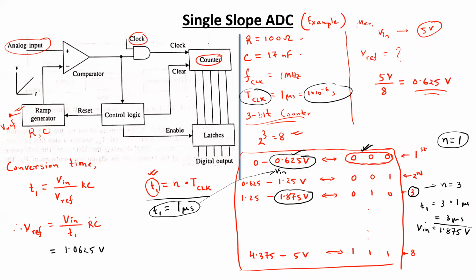So for the third quantization state, you can use 1.875 as the value of your V in, and if you use these two values, put them into this equation, then again you will find that the reference voltage is the same reference voltage you are going to get. So no matter which quantization state you choose, ultimately you will end up with the same reference voltage.